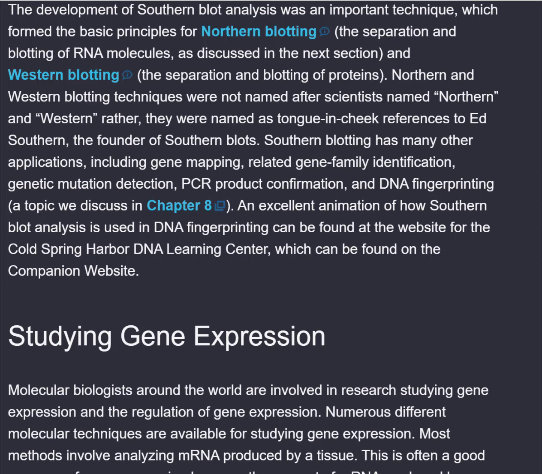Northern and Western blotting techniques were not named after scientists named Northern and Western; rather, they were named as tongue-in-cheek references to Ed Southern, the founder of Southern blots. Southern blotting has many other applications, including gene mapping, related gene family identification, genetic mutation detection, PCR product confirmation, and DNA fingerprinting, a topic we discuss in Chapter 8. An excellent animation of how Southern blot analysis is used in DNA fingerprinting can be found at the website for the Cold Spring Harbor DNA Learning Center, which can be found on the companion website.